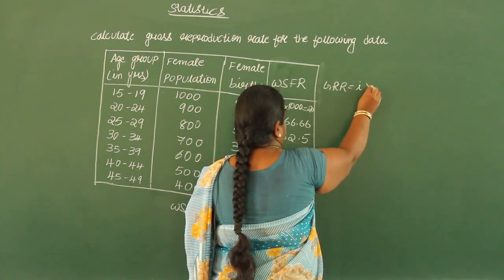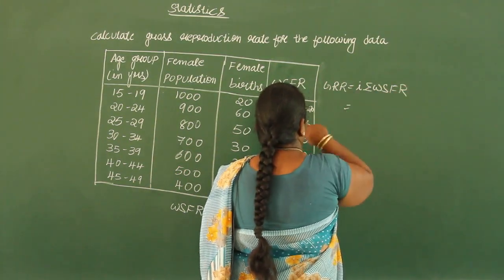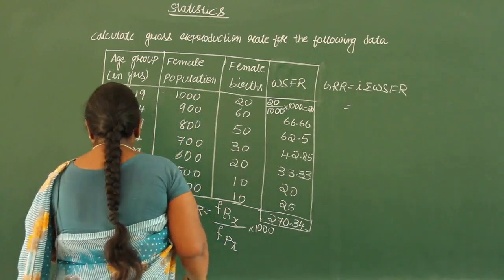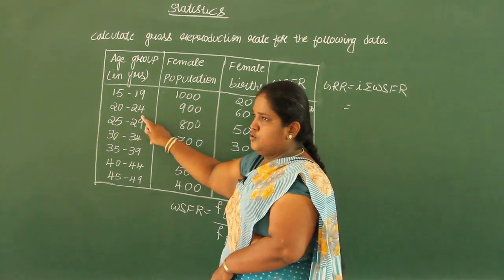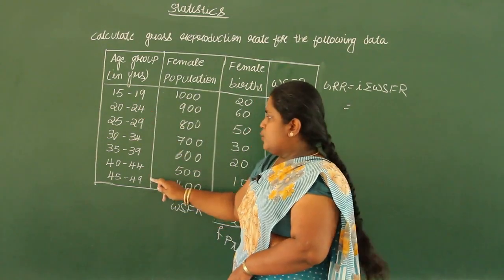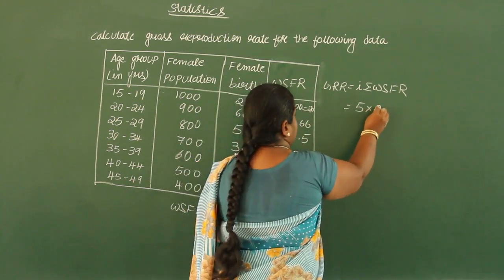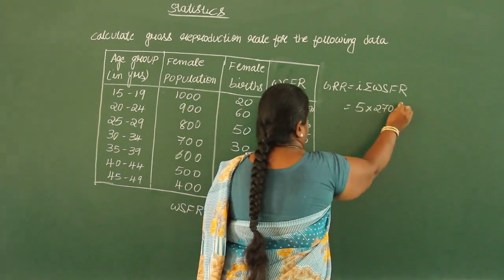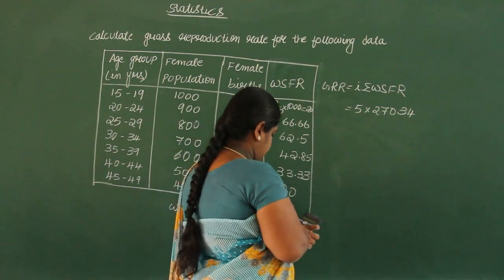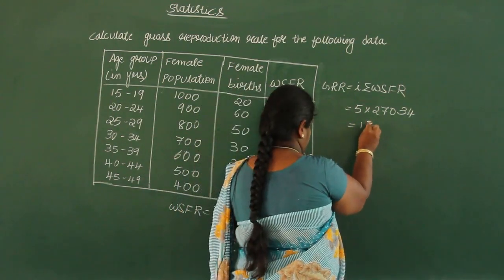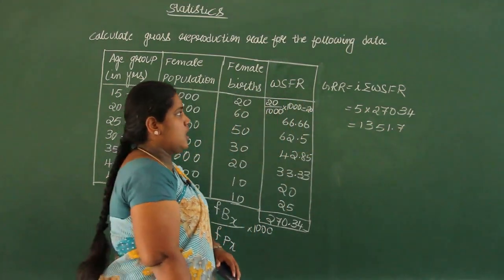It is i sigma WSFR. So to see what the i value is, you need the age group. So what are the age group values? 15 to 19, 20 to 24. So in all the age groups, the width is 5. So i value is 5. So 5 into 270.34, multiply that, we will get the value as 1351.7. So this is the GRR per 1000 women.